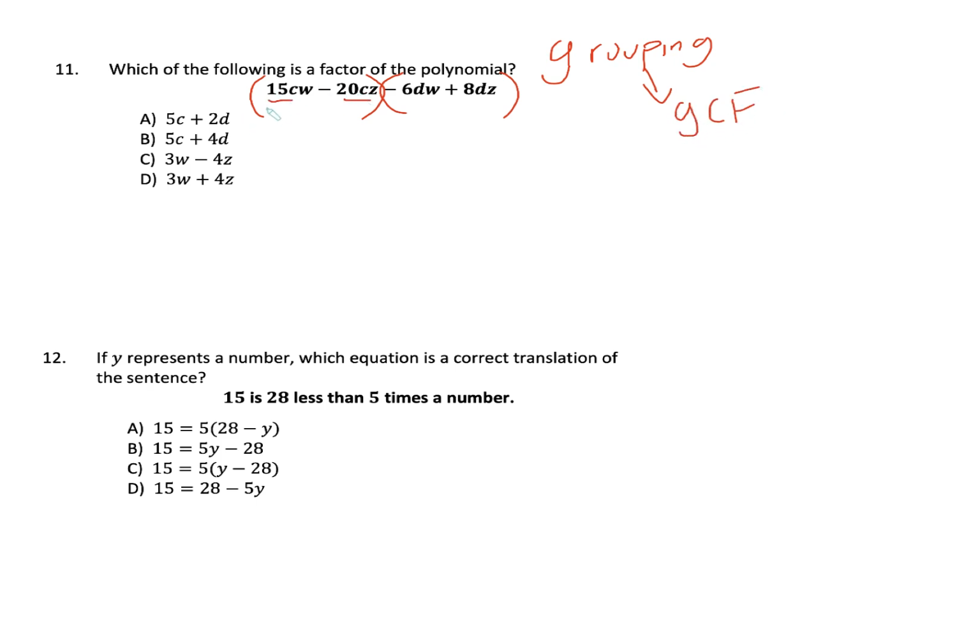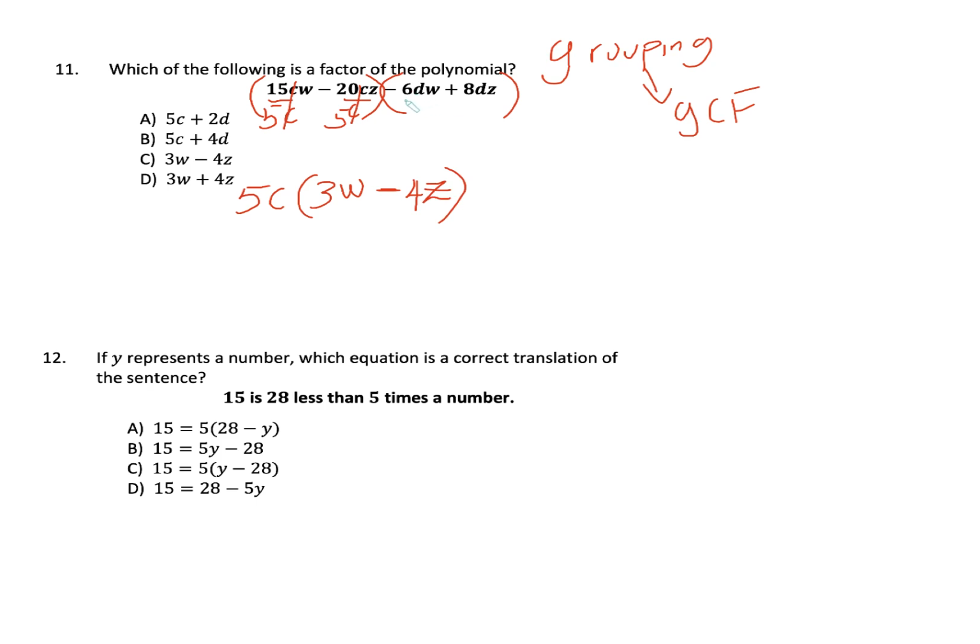15 and 20, what would divide those evenly? 5. And what else do they have in common? C. So we're going to be dividing by 5C. So that will be 5C. And when we divide, 15 divided by 5 is 3. The C's would cancel and leave you with W minus 20 divided by 5 is 4. The C's cancel and you're left with Z.